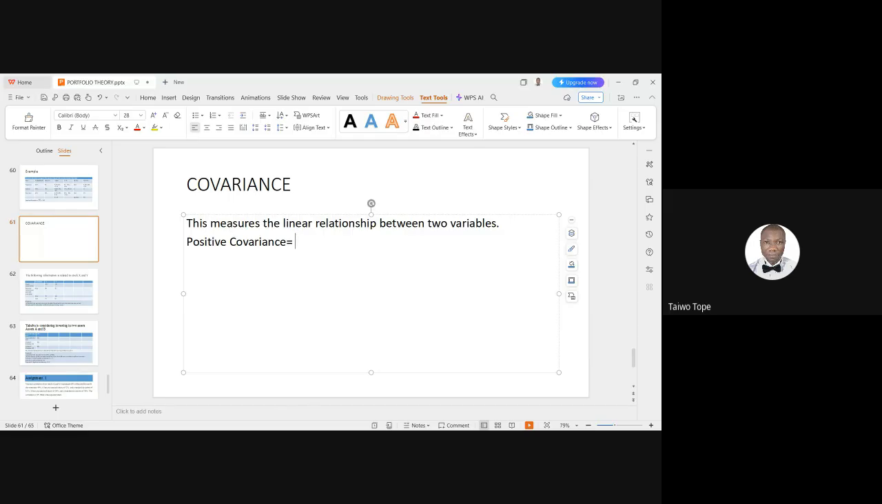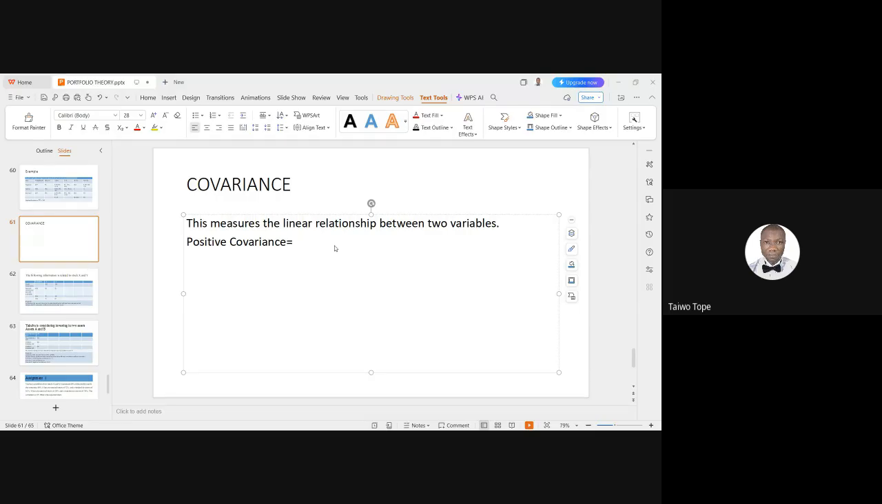So positive covariance means both investments move in the same direction. That is, if stock A increases, stock B also what? Increases. It means that the outcome is greater than zero. Once you do your computation and your result is greater than zero, it means it's a positive covariance.